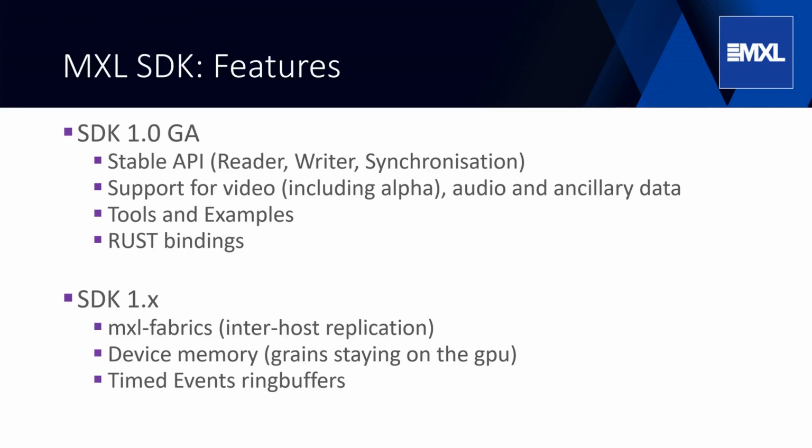What are the features of the SDK? SDK 1.0: we have a stable API for video, audio, and ancillary data, including alpha channels, so fill and key. We have a stable API for readers, writers, and synchronization of flows and time management. We have tools and examples, GStreamer plugins, Rust bindings. A gentleman here from a company provided Rust bindings because they are using Rust in their company. Again, it's an open source project, so contributions are welcome. So we have Rust APIs for the SDK.